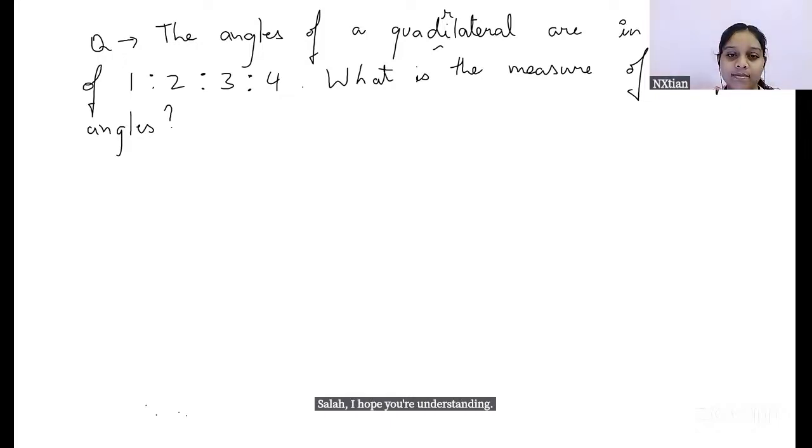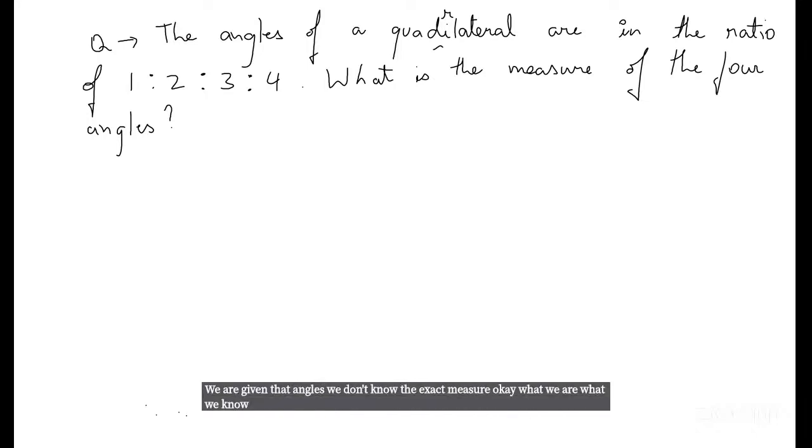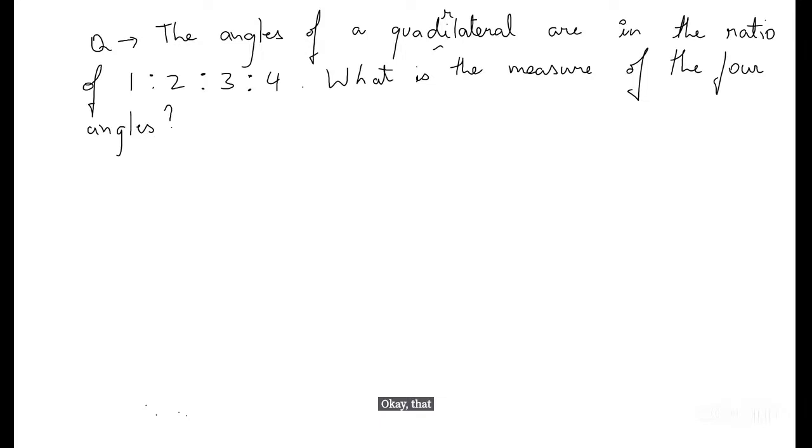Ma'am, I also was not able to really understand the question. Okay, no problem. We will do it together. Now, in this question, we don't know the exact measure of the angles. What we know is the ratio, that they are in the ratio of 1 to 2 to 3 to 4. With this ratio, we have to calculate what the angles measure. And we know that the total is 360.